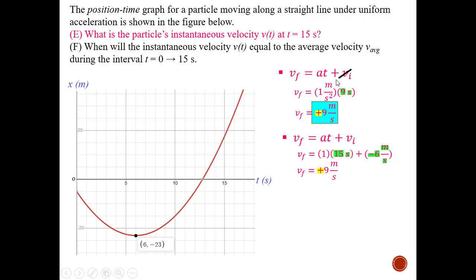So whether you choose to use the vertex where I know V is equal to 0 and just go from there, from 6 to 15 is 9, or you can go all the way back to 0 seconds and go to 15, that's entirely up to you. Okay, all right, that's that.